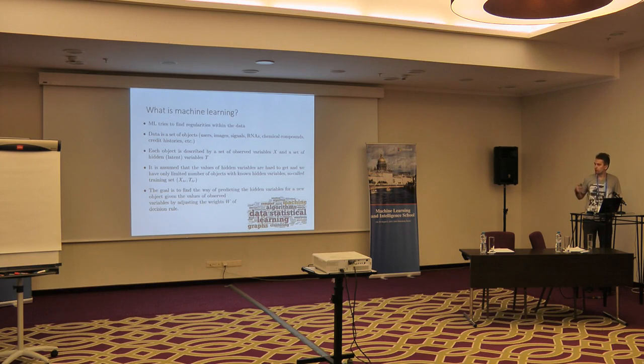Our goal is to come up with some decision rule that is able to predict the hidden variable according to the observed variable or variables. We do this by tuning the weights of our decision rule, the weights of our machine learning algorithm, and these weights will be denoted W. So we will work with three groups of variables: x, t, and w. X are observed variables, t are hidden variables, and w are the weights of the decision rule.